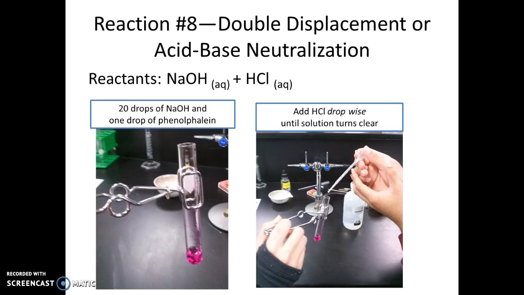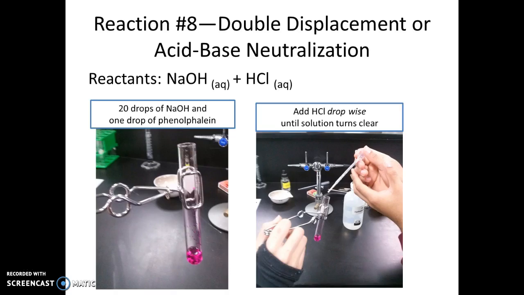Your last reaction, reaction number 8, is also a double displacement reaction, but it's a special type. We could also call this an acid-base neutralization reaction. You're going to be reacting sodium hydroxide, that's your base, and you're going to react that with hydrochloric acid, which of course is your acid. You want to start off with the sodium hydroxide, and here you want to be more precise. You need to count 20 drops of the sodium hydroxide.